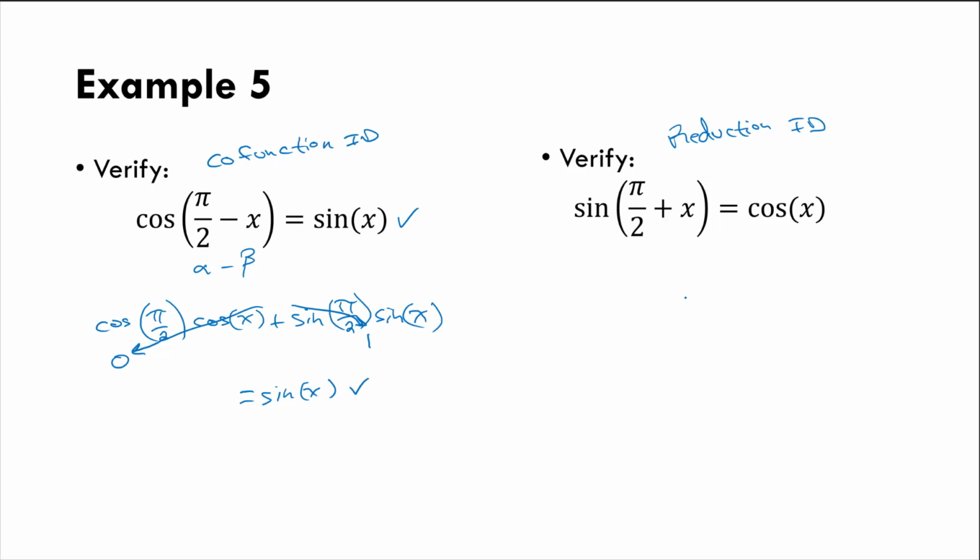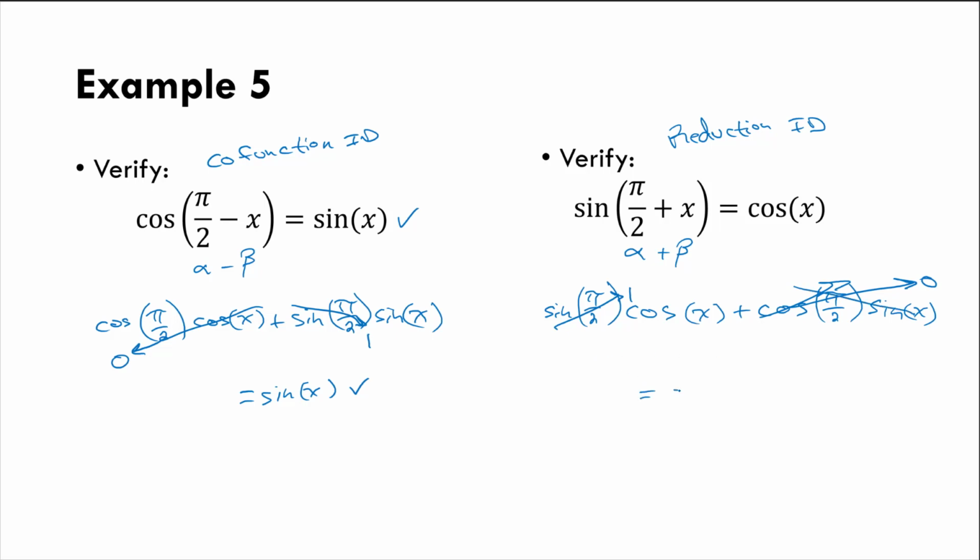Same thing over here. I've got sine of alpha plus beta. Taking a look back at my sum identity for sine, this is going to be equal to sine of alpha, which is pi over 2, times the cosine of beta, which is x, plus cosine of alpha, which is pi over 2, times the sine of beta, so sine of x. Again, sine of pi over 2 is equal to 1, and cosine of pi over 2 is equal to 0, so this whole term drops out, and I'm left with just cosine of x.